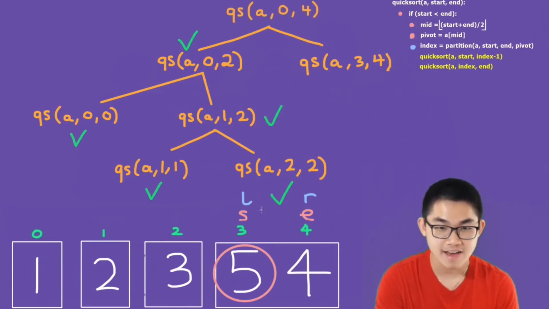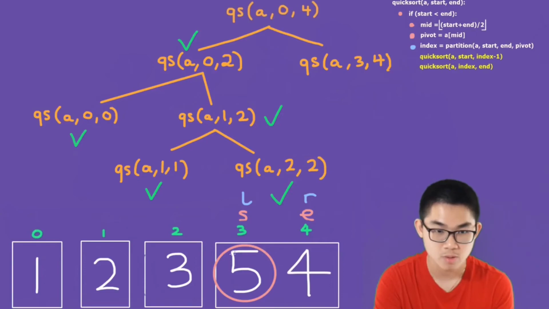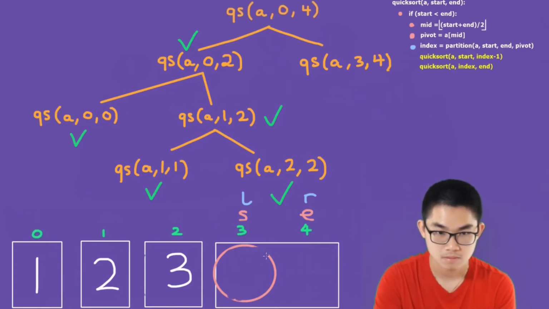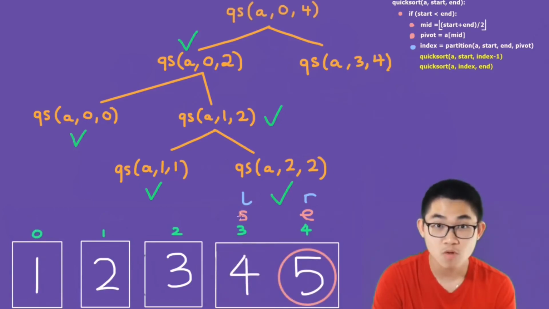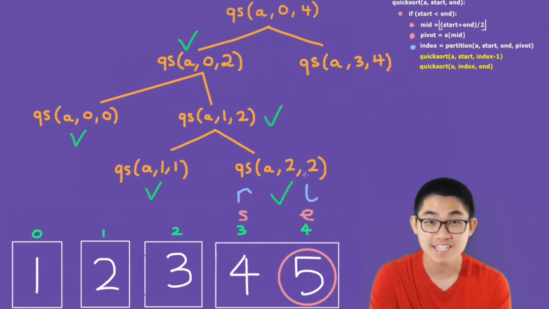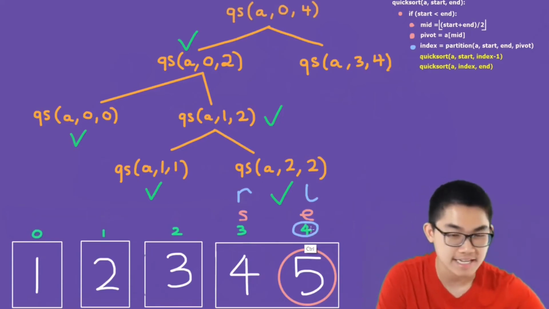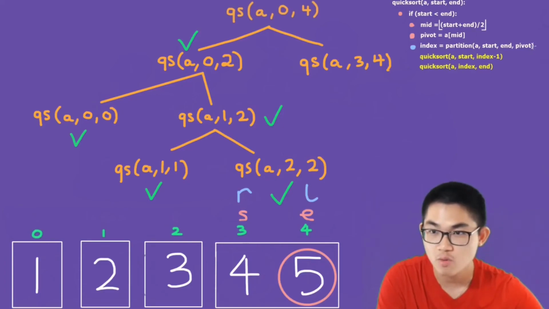And since L and R have not crossed each other, we're going to swap these two numbers. So we're going to swap 5 and 4. Then we move L up and move R down. And as you can see, R and L have crossed each other, so we're going to return this index, which is the index number 4. So index here will be equal to the number 4.